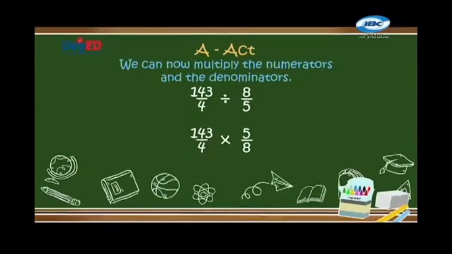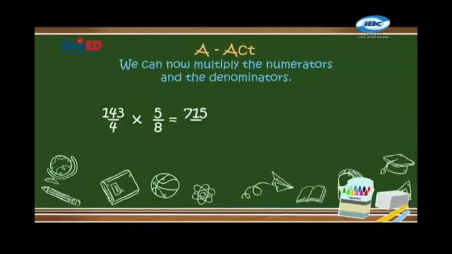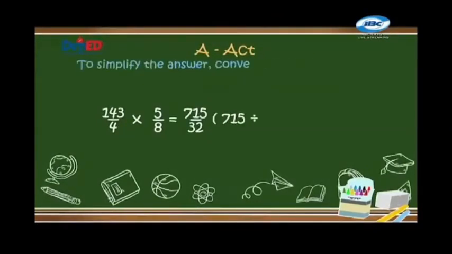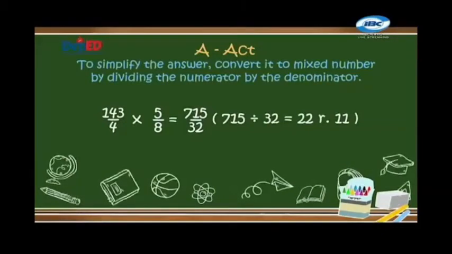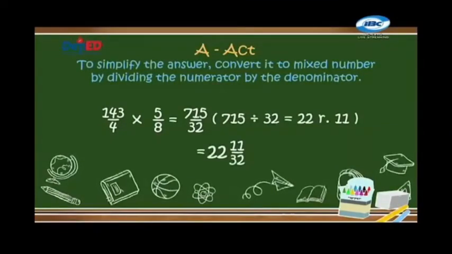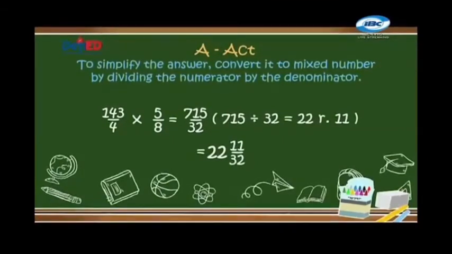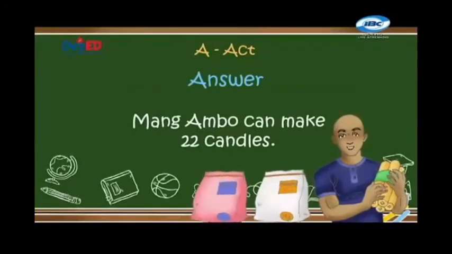143 times 5 equals 715. 4 times 8 equals 32. We have 715 over 32. To simplify the answer, convert it to a mixed number by dividing the numerator by the denominator. 715 over 32 is equal to 22 and 11 over 32. But since the problem asked for the number of candles, Mang Ambo can make 22 candles.